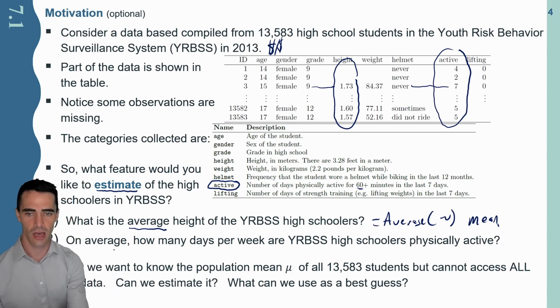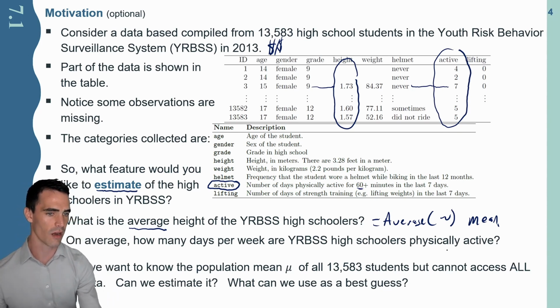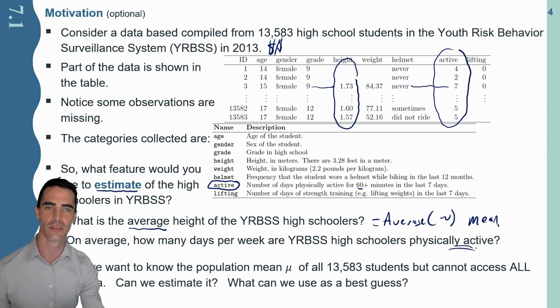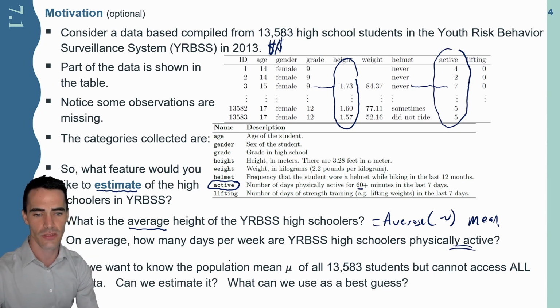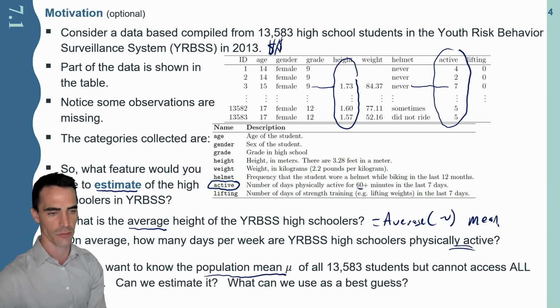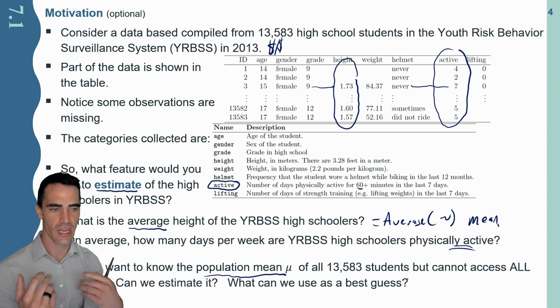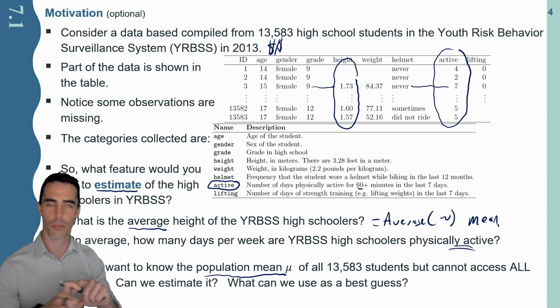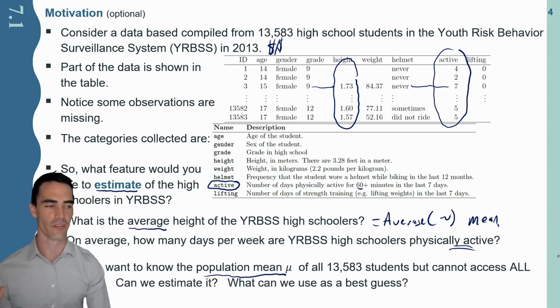I could even look at maybe a predictive feature here. I could say, look, on average, how many days per week are these students physically active? That was that active category we talked about earlier. Again, we have these 4, 2, 7, and so on and so forth. Well, there's a couple of different ways I can look at this. Say maybe we want to know the population mean for all 13,583 students, but for some reason I have very limited access. I can only access a portion of the data. I cannot access all of it.